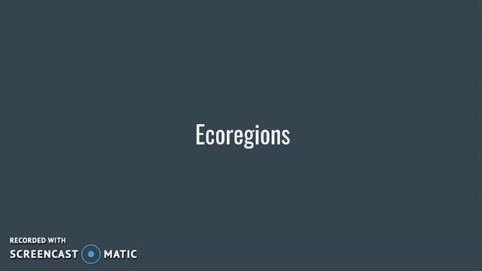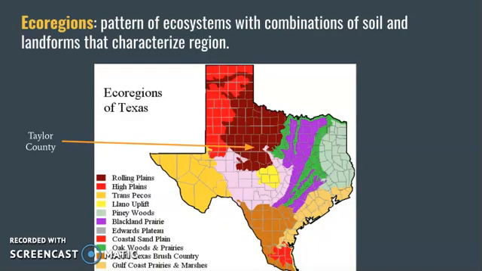So we are going to talk about the ecoregions of Texas. So ecoregion, what is that? An ecoregion is a pattern of ecosystems with combinations of soil and landforms that characterize that region. So they've got similar soil, similar landforms that make it more prominent that this region they're all similar. So we've got several different ecoregions of Texas, okay?